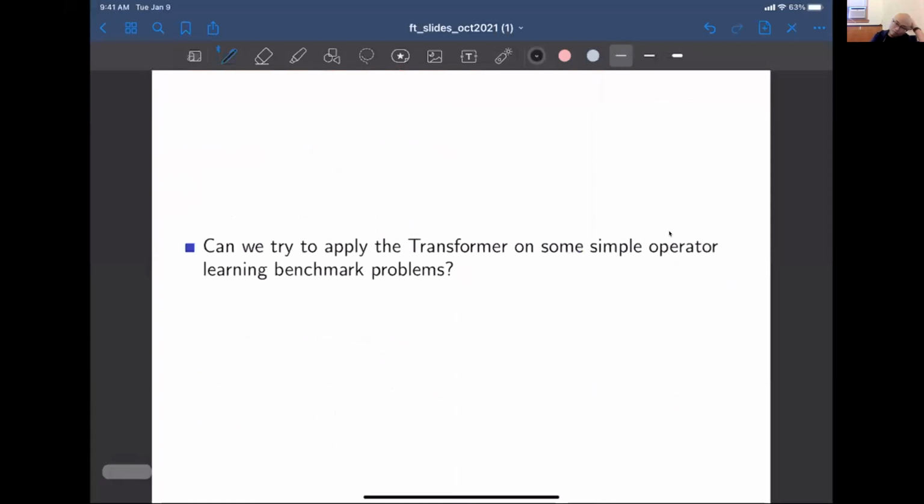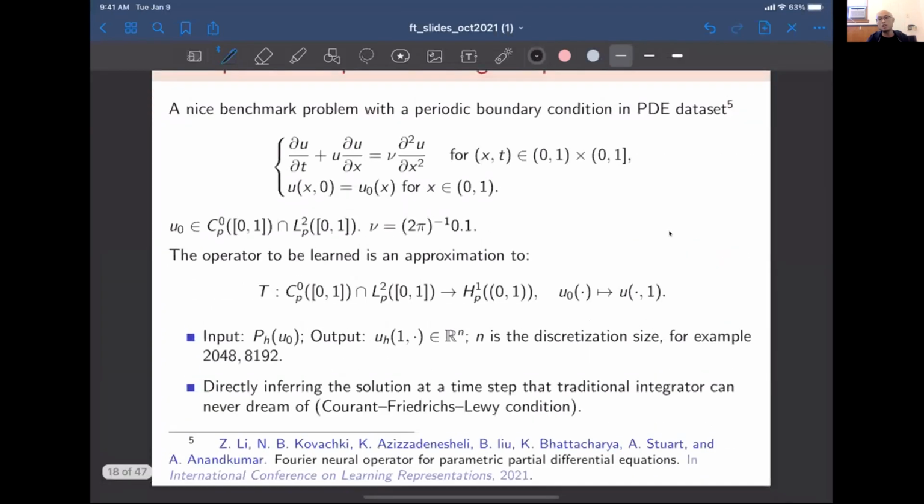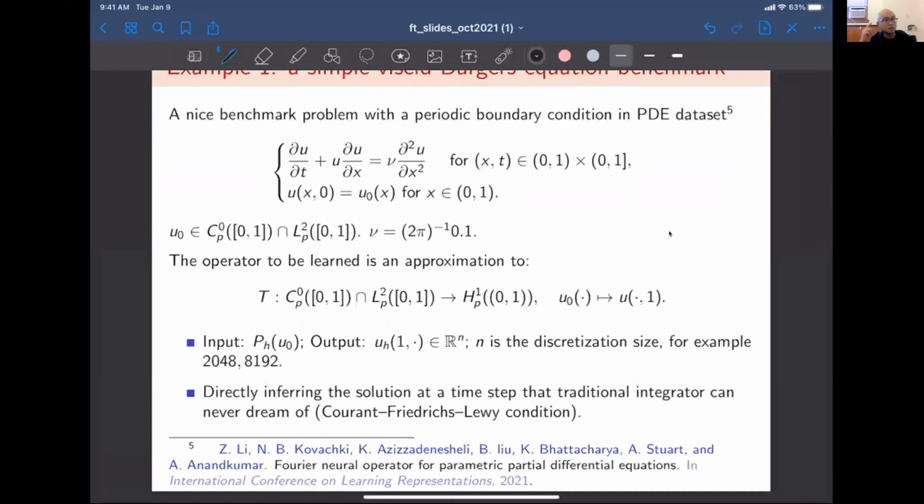So now here's a question. Once we know the transformer is the state of the art for sequence to sequence problems, and the operator learning problem when discretized is a sequence to sequence problem, can we apply the transformer to some simple benchmark problem? This is a question we would like to ask. So we consider the simple Burgers benchmark from the Caltech group's paper. It's not a difficult problem to solve. We have Burgers equation and it's viscous. We have a pretty huge viscosity here, in that it will make the initial conditions smoother and smoother. And this is our operator we aim to learn.